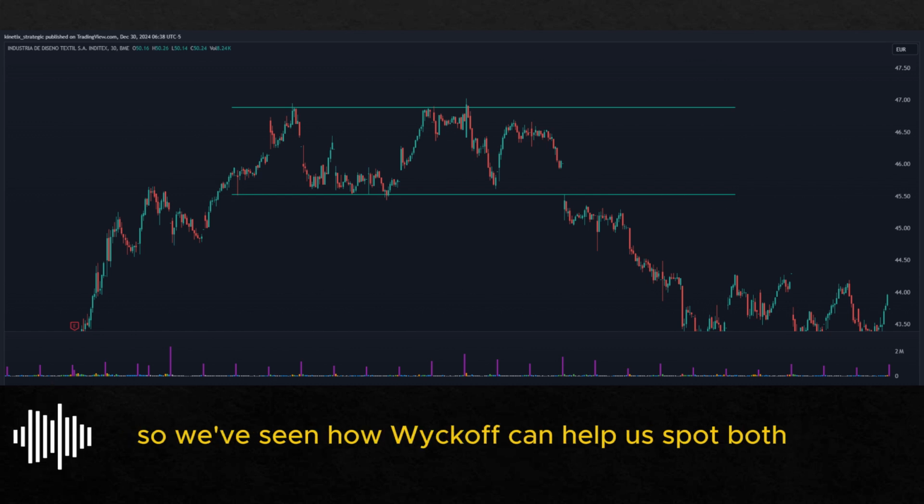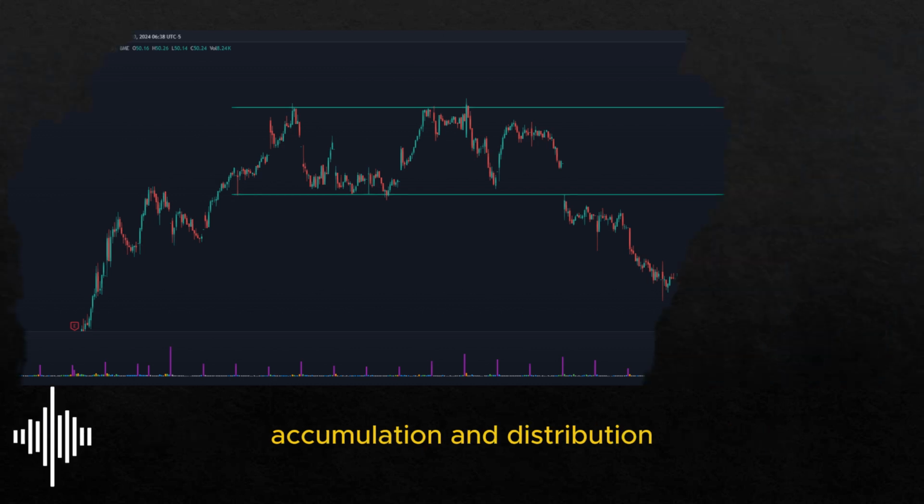So we've seen how Wyckoff can help us spot both accumulation and distribution in different markets and different time frames. It's a really powerful tool. Any final thoughts on using this method in our own trading? The key thing to remember is Wyckoff is a framework. It's not a rigid set of rules. Markets are dynamic. They're always changing. So we've got to be flexible in our approach. Always watch that price action and the volume. Look for those Wyckoff signs, and don't be afraid to adjust your analysis as things develop.